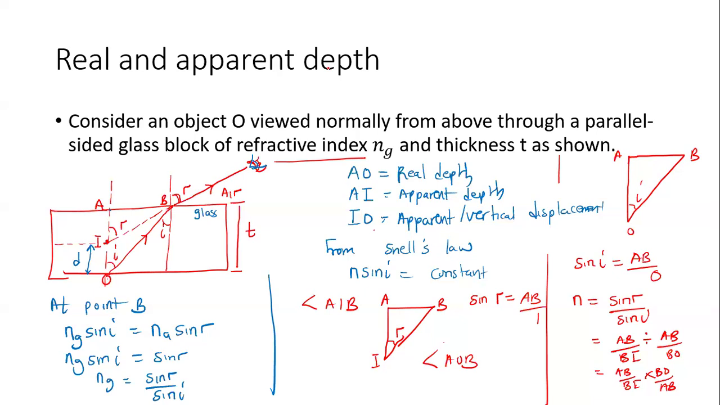Okay, we'll give Joy a few minutes to proceed. They can ask you to show that refractive index is equal to real depth over apparent depth. So that's how you derive it. Okay, we can continue. Joy, take a screenshot.